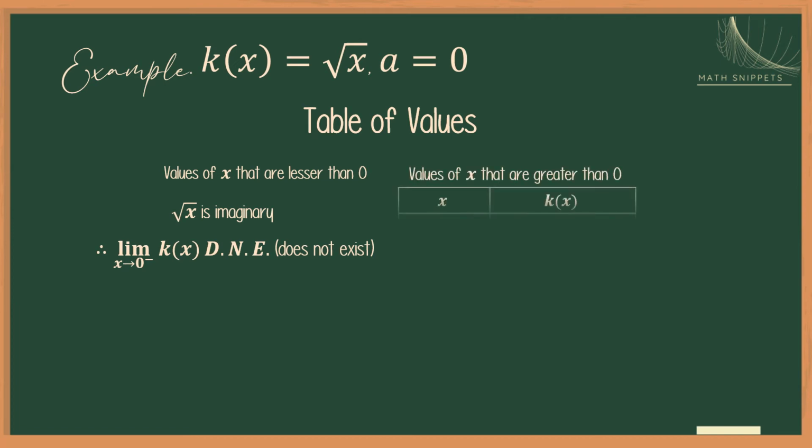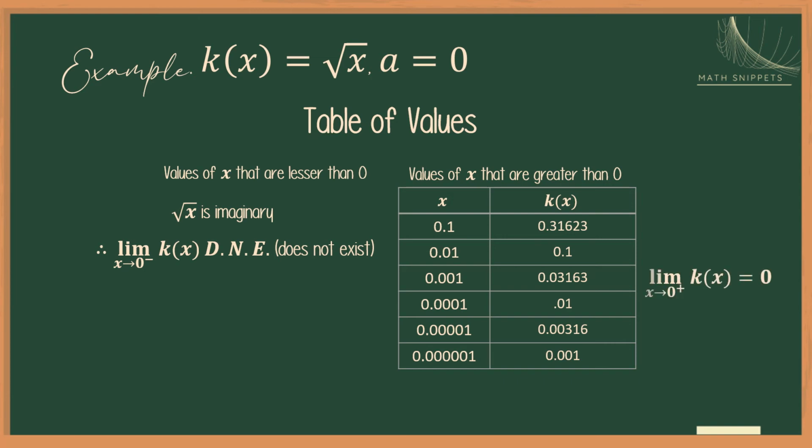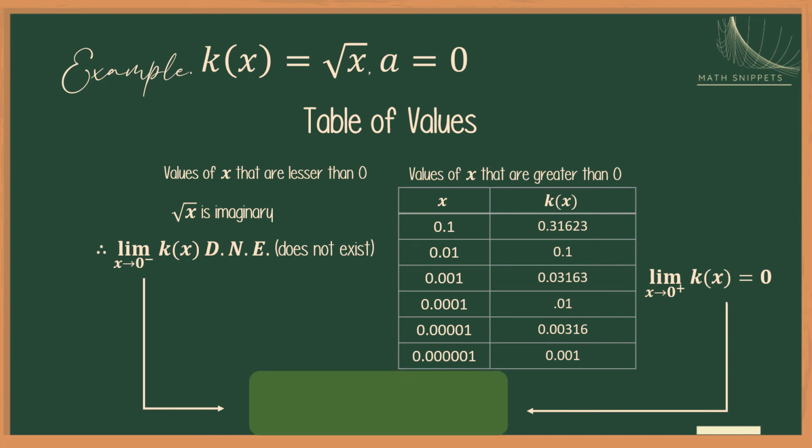On the right, we see that as x moves from 0.1 down to 0.00001, or as x moves closer and closer to 0 from values that are greater than 0, the function values also move down to 0. So we say that the limit of square root of x as x approaches 0 from the right is 0. But since the left-hand limit does not exist, even if the right-hand limit exists, then the limit of square root of x as x approaches 0 does not exist.